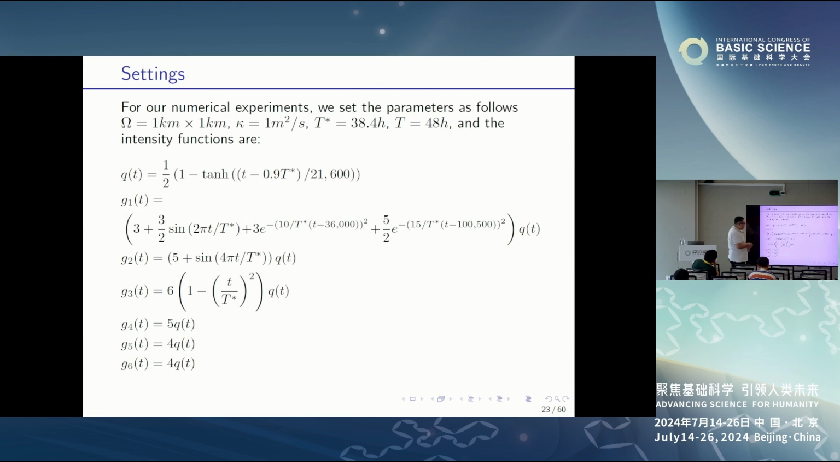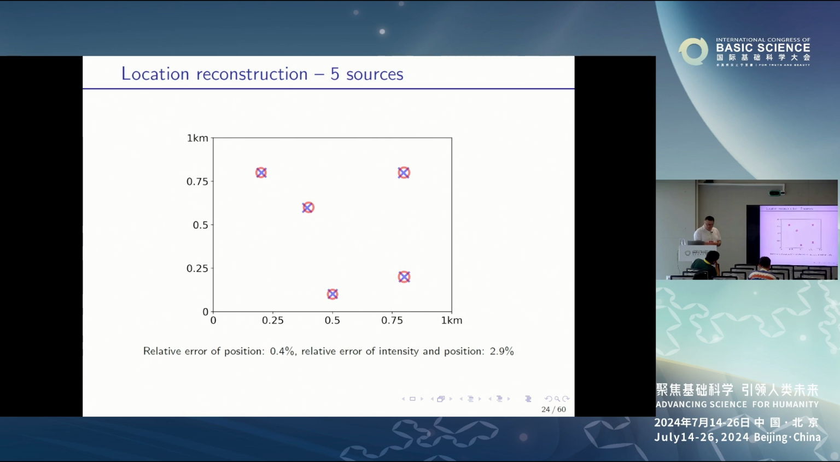Let's see some numerical experiments. We assume the domain is 1 kilometer by 1 kilometer, and the diffusion coefficient is 1 square meter per second, and T star is 38.4 hours, and the total measurement time is 48 hours, 2 days. And for the intensity function, I will draw some pictures of those functions. Assume we have 5 different sources, then we can do the reconstruction.